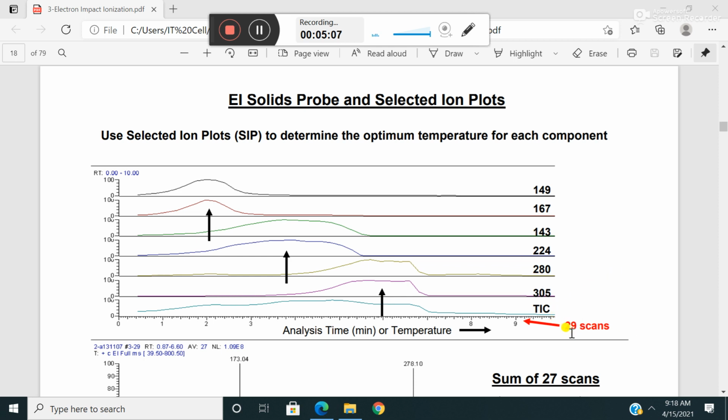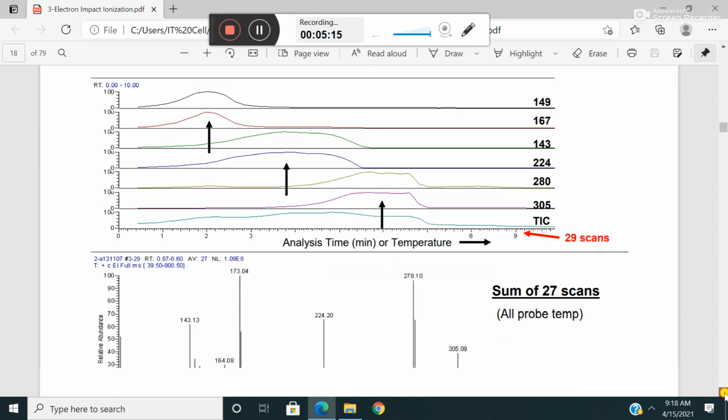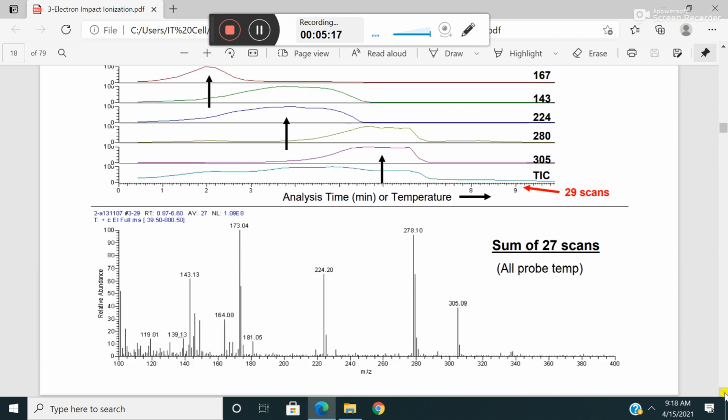Here they have given 29 scans altogether. Up till here, they have given 29 scans. As you know, the scanning could only improve the resolution, and other than this, there is no purpose of scanning.